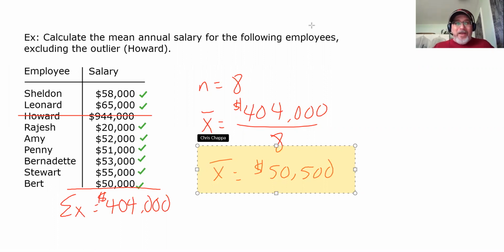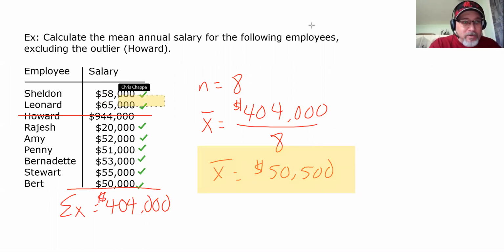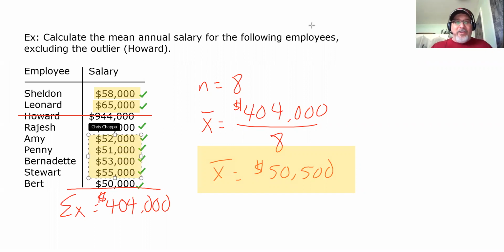How many of those remaining 8 salaries are greater than 50,500? This one, and all of these. And there are 2 that are less than. At this point, you could even argue that among these 8, Leonard is an outlier, but he's not really that much higher than Sheldon. But we're not going to argue what constitutes an outlier. Let's just say that compared to everybody else, Howard's salary clearly is.